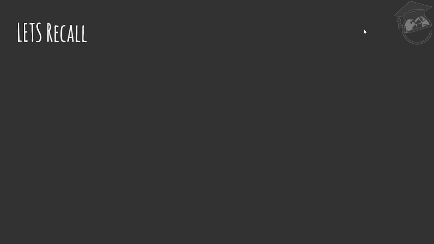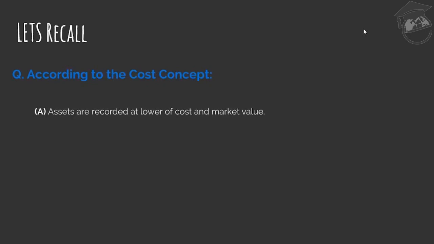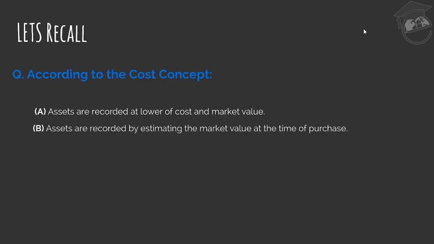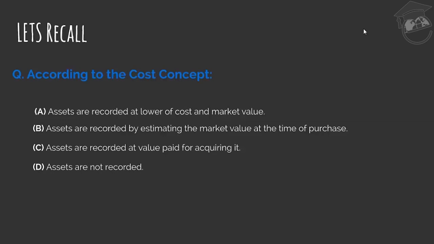So the question for this session is, according to the cost concept, option A, assets are recorded at lower of cost and market value. Option B, assets are recorded by estimating the market value at the time of purchase. Option C, assets are recorded at value paid for acquiring it. And option D, assets are not recorded.